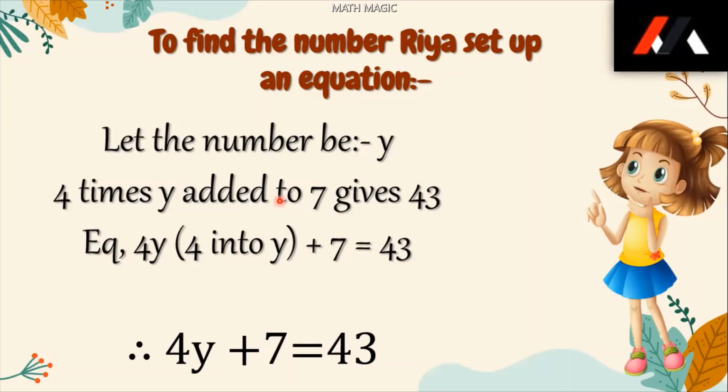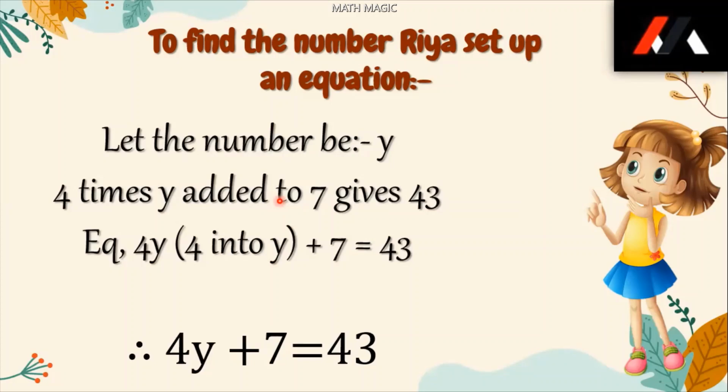Now, isn't this kind of complicated? 4 times y added to 7 gives 43. Is there any simple method by which I can represent it? Yes, by using mathematical operations and equal to signs. How can I represent 4 times y in a much easier way? 4 times y is nothing but 4 into y or 4 multiplied by y. So I can represent 4 times y as 4y.